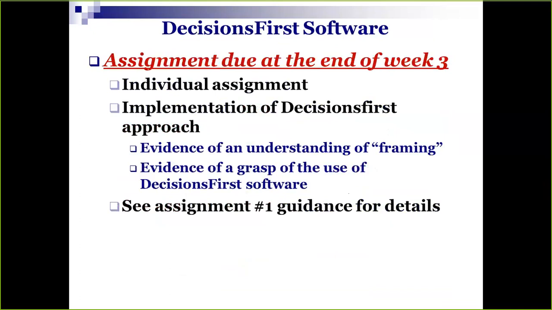We're looking for two things. We're looking for you to show clear evidence that you understand the importance and the concept of framing. And we're also looking for evidence that you have a good grasp of the software. I wouldn't say they're equally important. I think it's more important to understand framing than the software, but the software is the way in which you evidence that. So you want to pick a decision that, as close as you can, meets the criteria that we outlined. It's repeatable. It has a measurable impact.